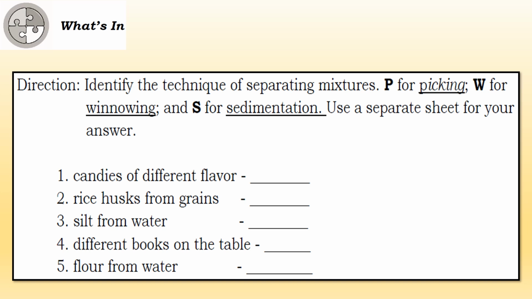Number 1, candies of different flavor. Number 2, rice husks from grains. Number 3, silt from water. Number 4, different books on the table. And number 5, flour from water. Again, uulitin ko, P for picking, W for winnowing, S for sedimentation. Alin kaya ang ginagamit ng mga technique sa pag-separate ng mga napangalanan nating mixtures?